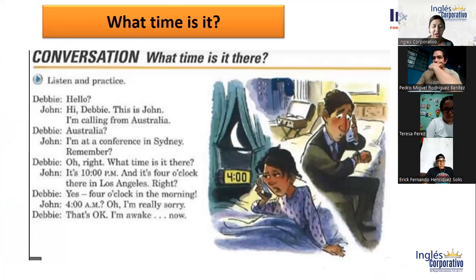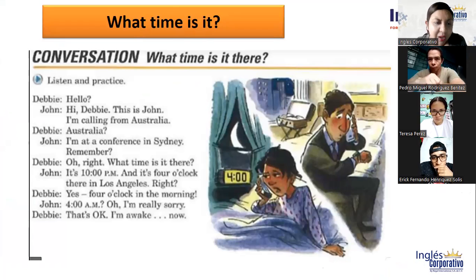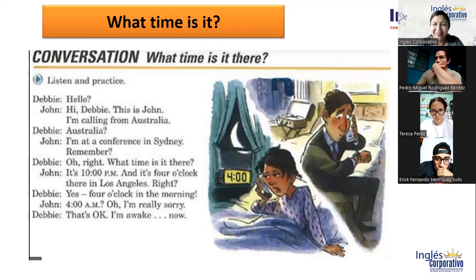Okay? So we're going to start with this conversation. The conversation is, what time is it there? It's a conversation between Debbie and John. Okay? So I'm going to read the conversation for you. And it says like this. Hello. Hi, Debbie. This is John. I'm calling from Australia. Australia? I'm at a conference in Sydney, remember? All right. What time is it there? 10 p.m. and it's 4 o'clock there in Los Angeles, right? Yes, 4 o'clock in the morning. 4 a.m. Oh, I'm really sorry. That's okay. I'm awake now.